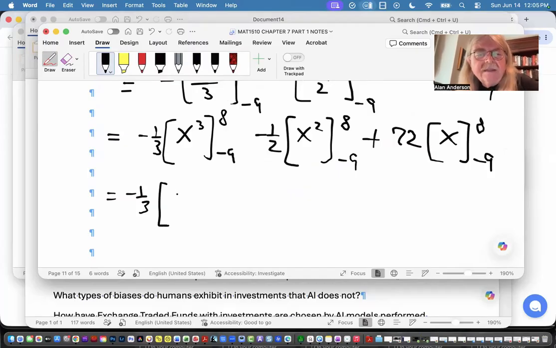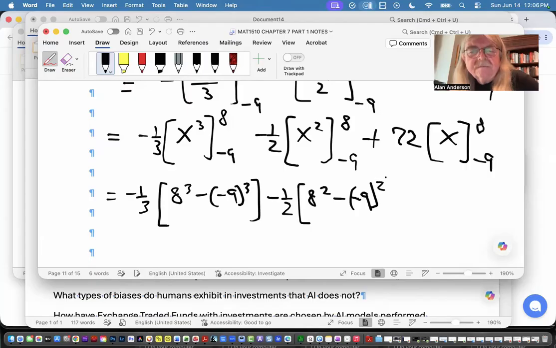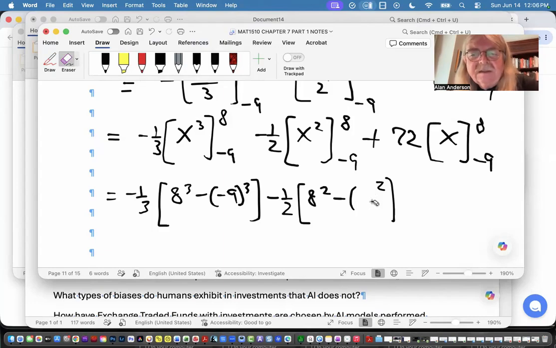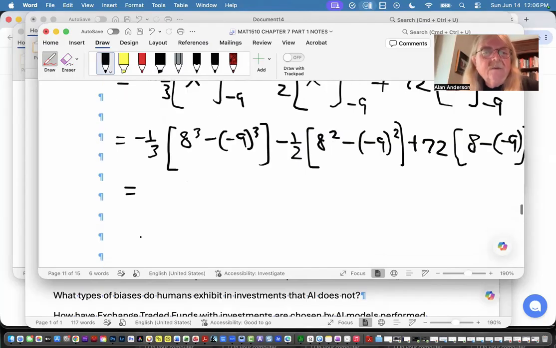Here we have 8 cubed minus, minus 9 cubed, minus 1/2, 8 squared minus 9 squared. Yeah, that's right. Let me just make it a little neater. And then finally we have 8 minus 9. All right. So here we have -1/3.